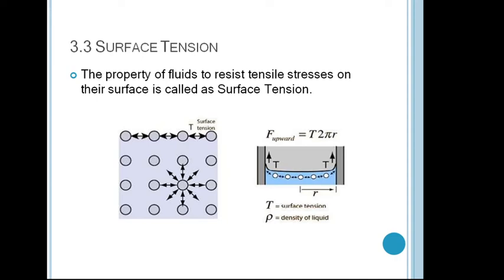Number one, when the fluid is in contact with air, and number two, when the fluid will experience a surface tension for a surface in between two immiscible liquids like water and mercury. These are two immiscible liquids, so they will not mix with each other. There will be a common layer between water and mercury, and that layer will experience a surface tension force also. The units for surface tension are Newton per meter.